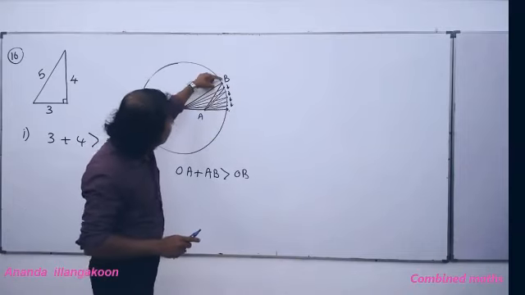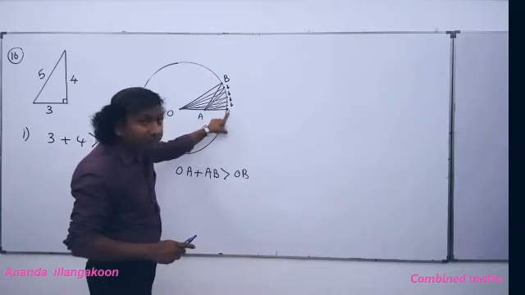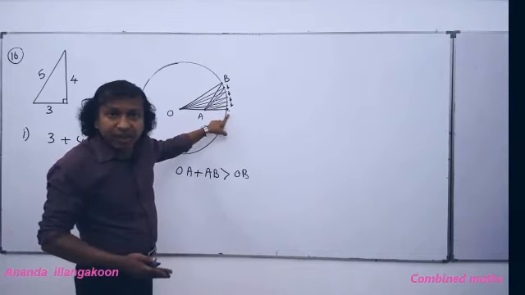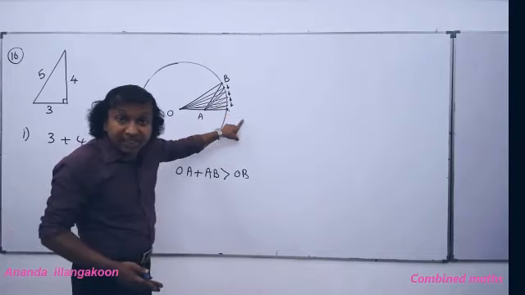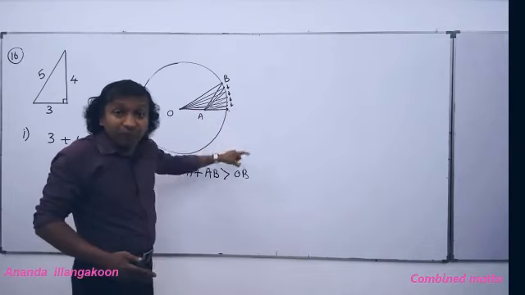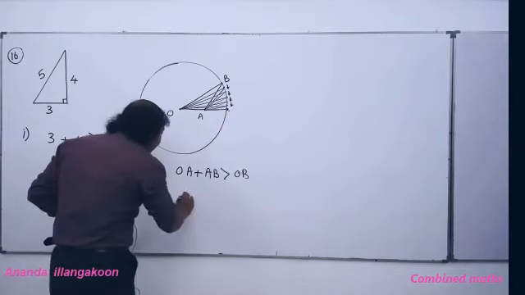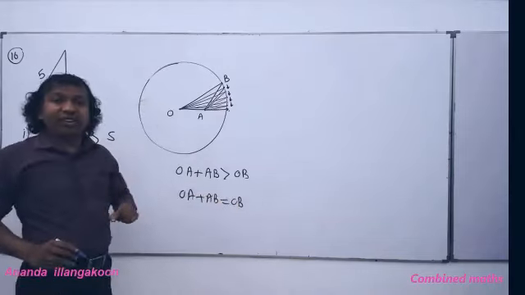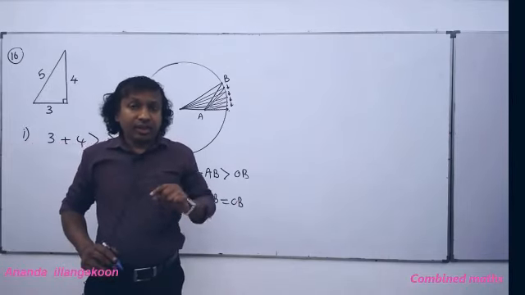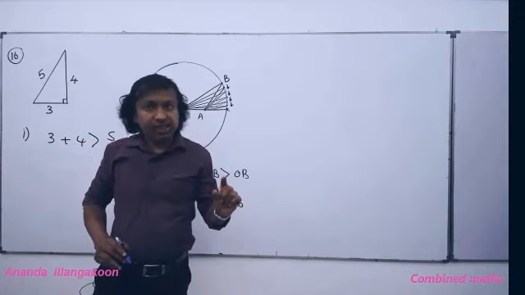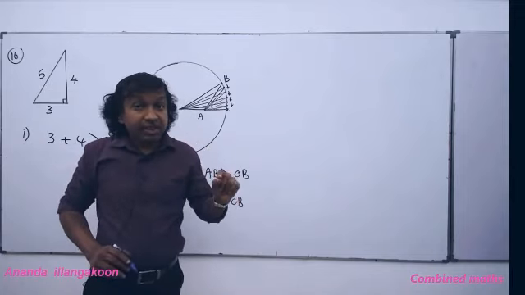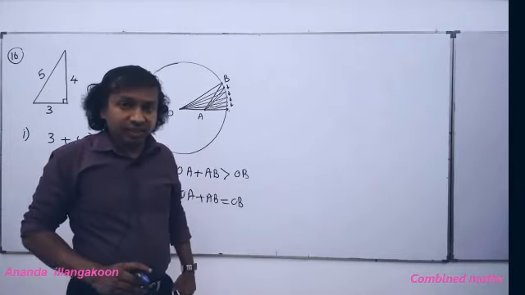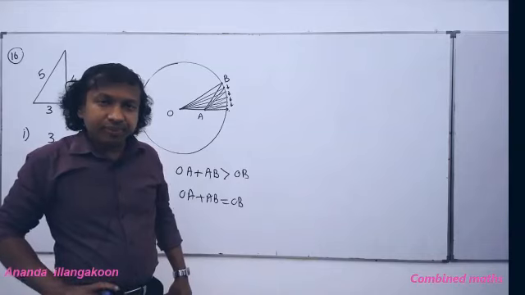So once the point B comes along the circle and comes onto this point, O, A, B will lie on the same line. Then OA plus AB is exactly equal to OB, no? That's the next case. Therefore, in general, we write that the sum of any two sides of a triangle is greater than or equal to the third side of the same triangle. Understand?